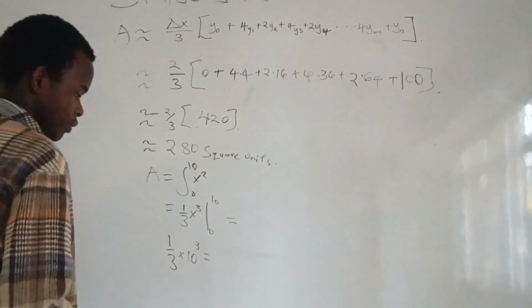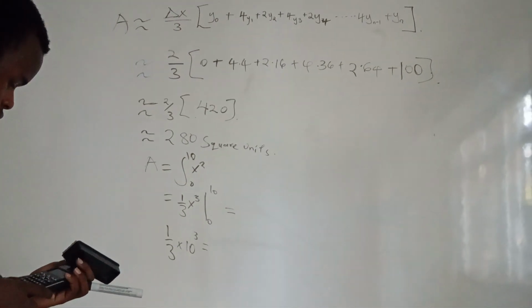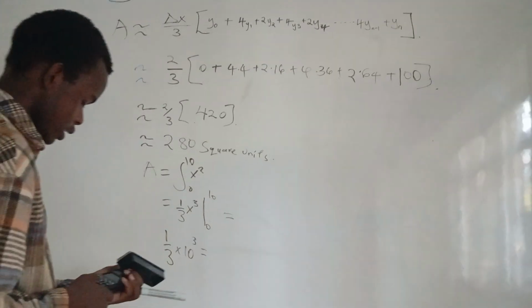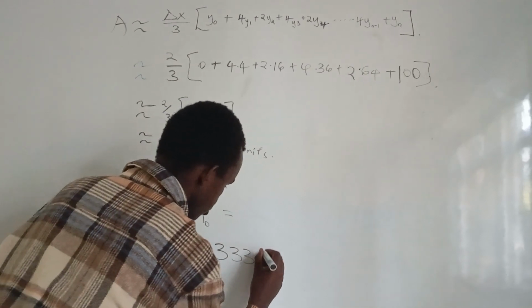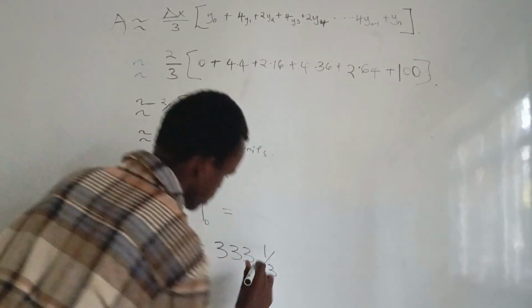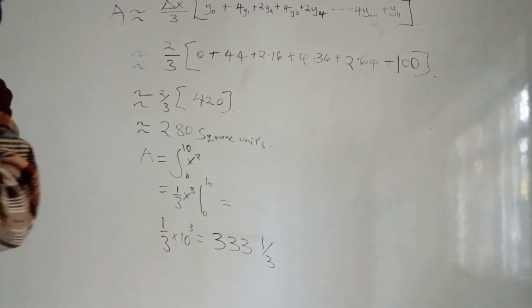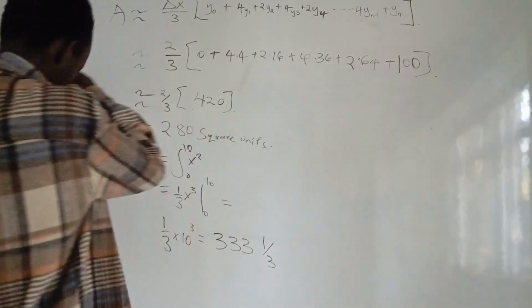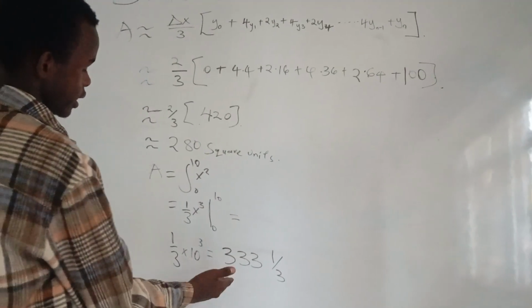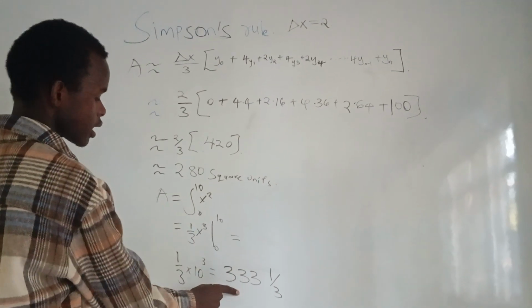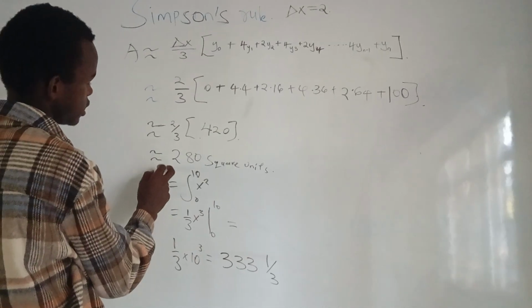So we'll just get 1 over 3 multiplied by 10 cubed. Replacing x with 0 will just be 0. So just 1000 divided by 3. We get our area as 333 and 1 over 3. This is our answer. Okay? So we have found an error. The exact area is 333 and 1 over 3 square units, but our approximate area is 280 square units.